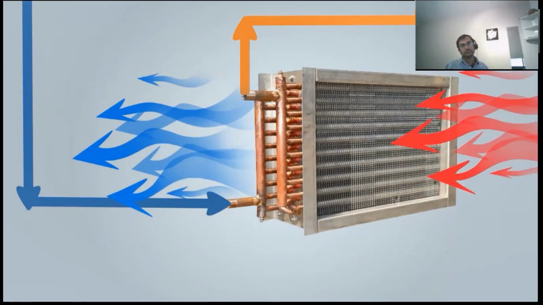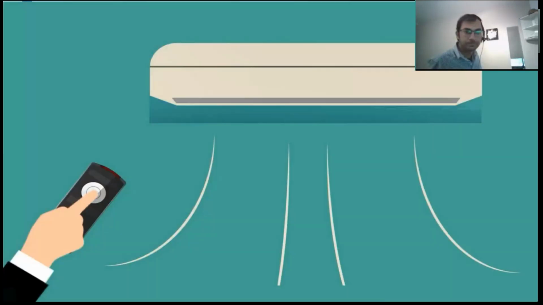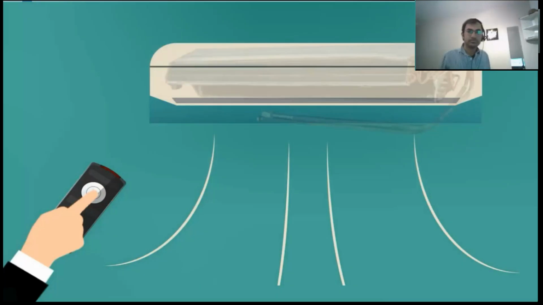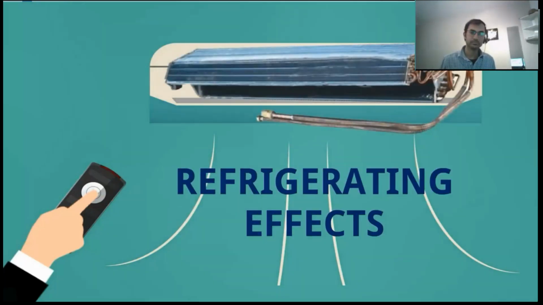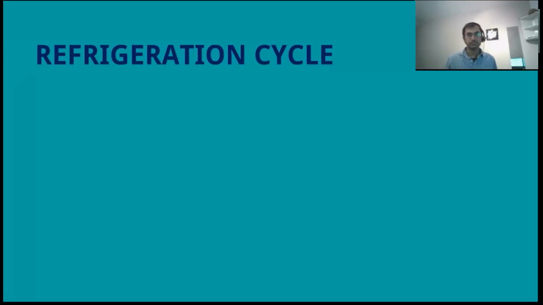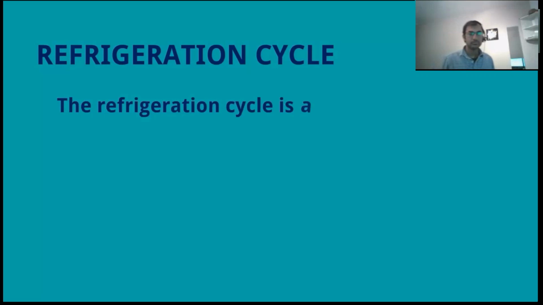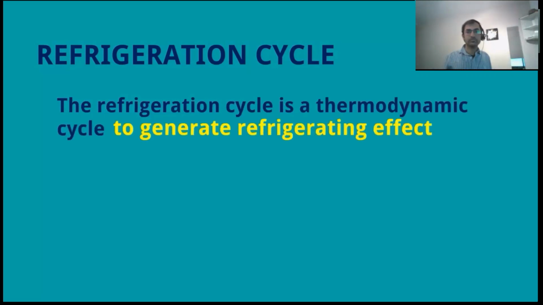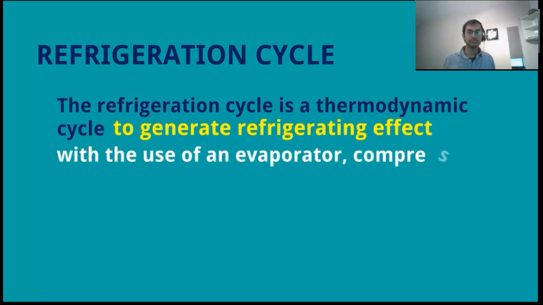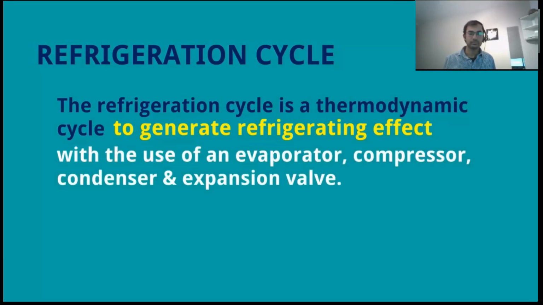So here we are getting cold air with the help of the evaporator. Look at this at our home. We see our indoor unit and evaporator coil is here, and we get cooling effect or the refrigerating effect. So we can define refrigeration cycle. The refrigeration cycle is a thermodynamic cycle to generate refrigerating effect with the use of an evaporator, compressor, condenser and expansion valve. I hope the basic is clear. Thank you so much.